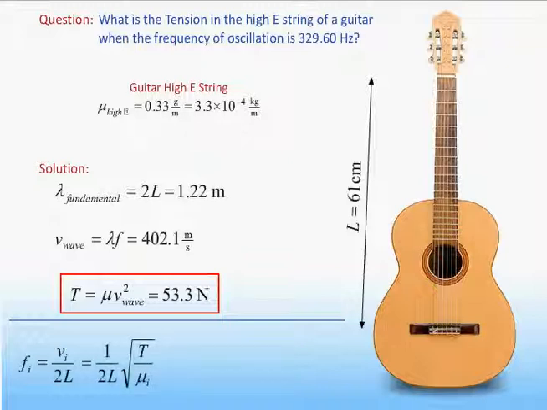Since the tension in the strings are about the same, the mass per unit length of the lower frequency strings must be bigger. This observation explains why the strings on a guitar get thicker and heavier as you move across the neck from higher to lower frequencies.